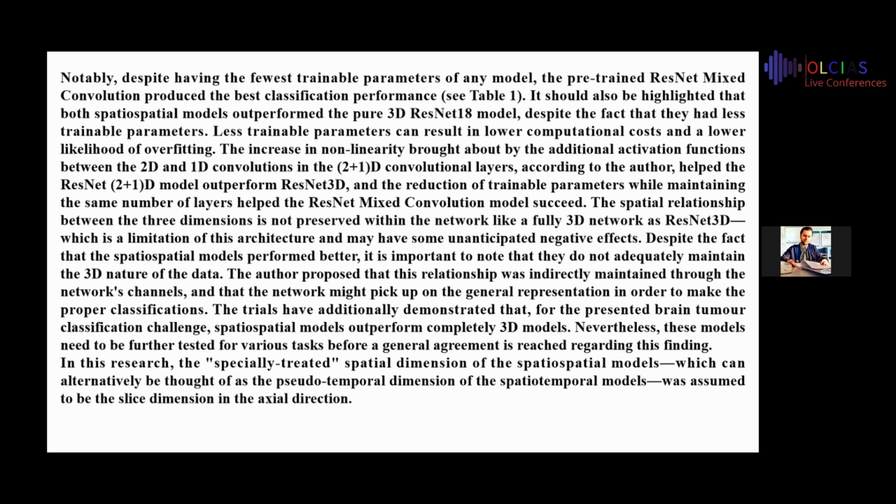The spatial relationship between the three dimensions is not preserved within the network, like in a fully 3D network such as ResNet 3D, which is a limitation of this architecture and may have some unanticipated negative effect. Despite the fact that the spatial models perform better, it is important to note that they do not adequately maintain the 3D nature of the data. I proposed that this relationship was indirectly maintained through the network channels, and that the network might pick up on the general representation in order to make the proper classifications.